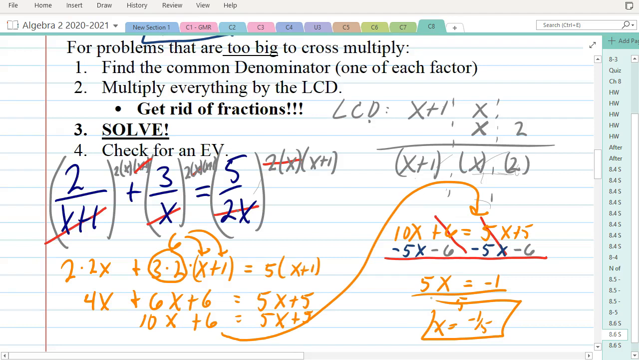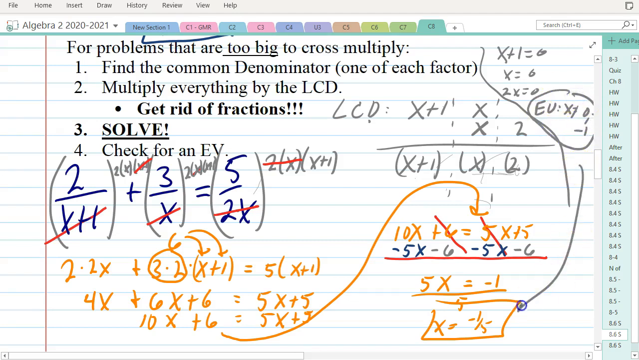Great, I still need to go through and check for those excluded values. So if I'm looking at the original denominators, I had x plus 1 is equal to 0, I have x is equal to 0, and I have 2x is equal to 0. That means my excluded values are going to be x cannot equal 0 or negative 1. So those are my two excluded values. It does not affect my answer at all. So I have an answer of x is equal to negative 1/5.